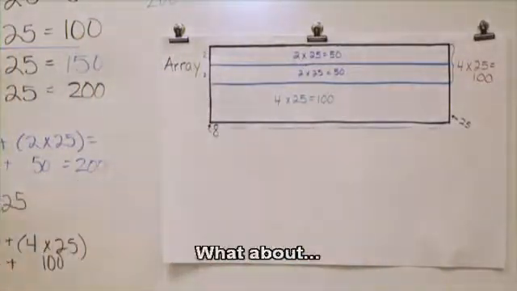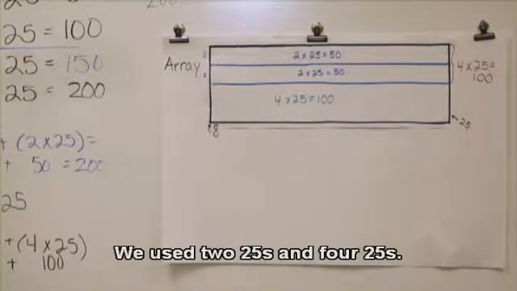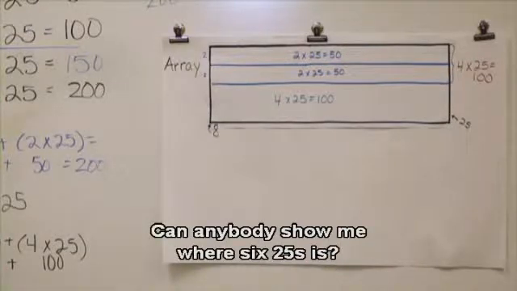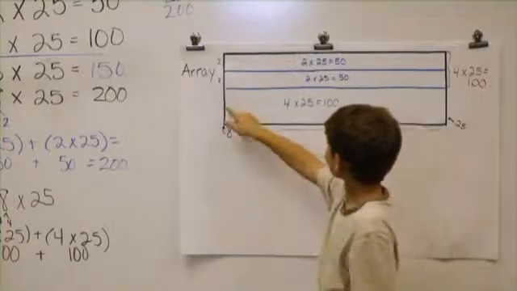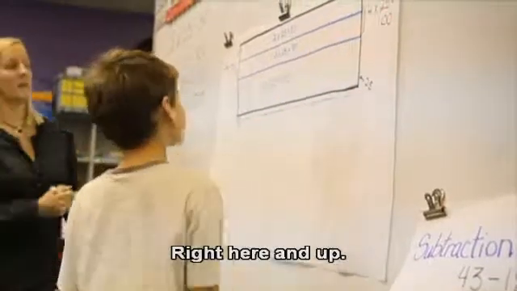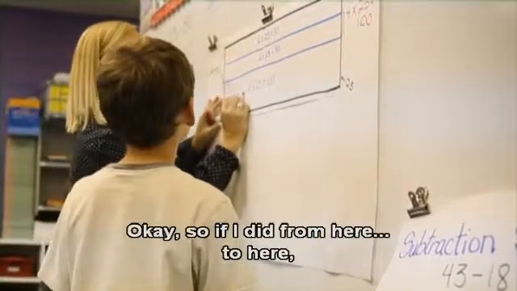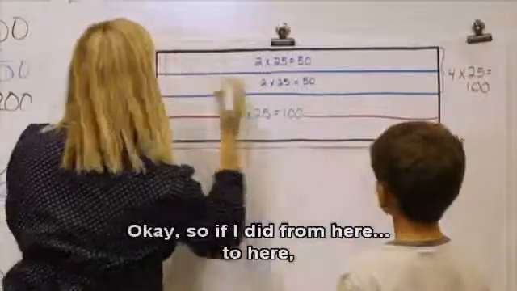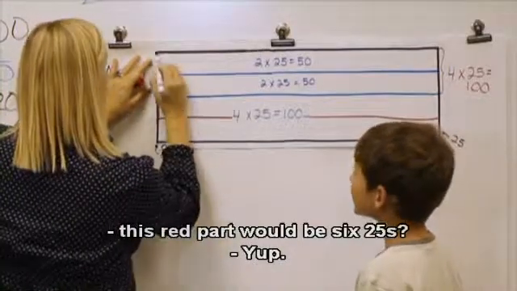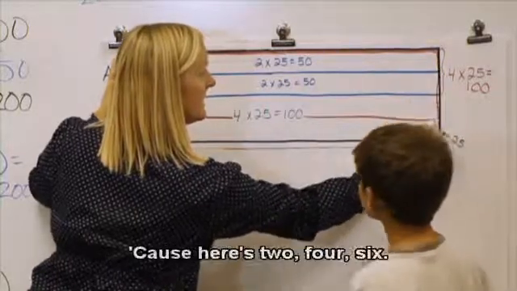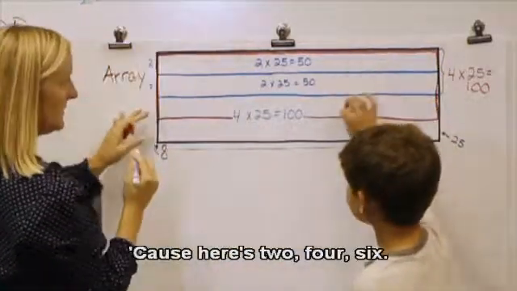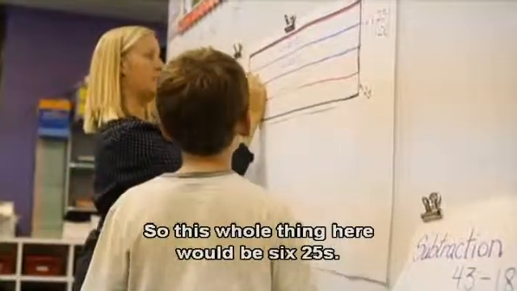Okay. All right, what about, we used 2 25s and 4 25s. Can anybody show me where 6 25s is on here? Grant, you want to come show? Right here. Okay. So if I did from here, this red part would be 6 25s. How do you know? Because here's 2, 4, 6. Okay, so this whole thing here would be 6 25s.